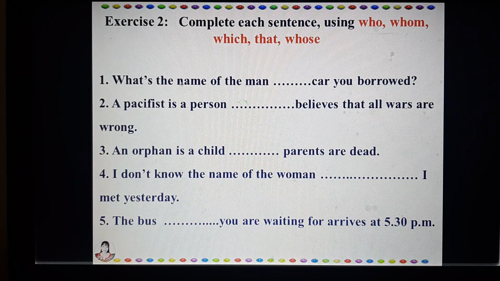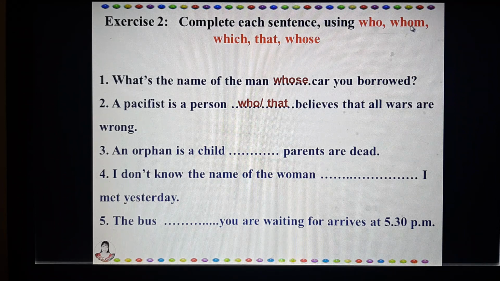Number 1. What is the name of the man? You know the man, people's car you borrowed. So number 1: whose. What is the name of the man whose car you borrowed? Number 2. A pacifist is a person who believes that all wars are wrong. Remember, a pacifist is a person that believes that all wars are wrong.